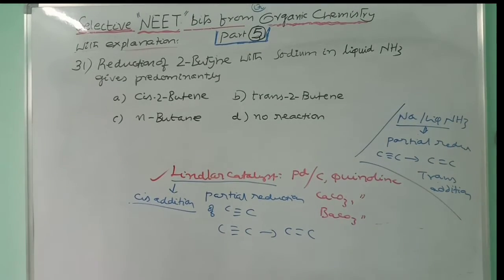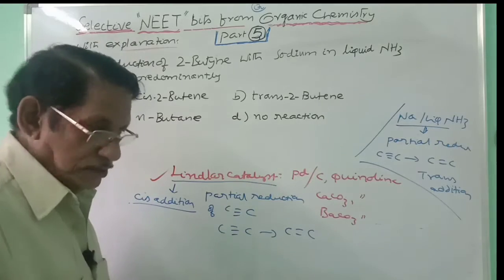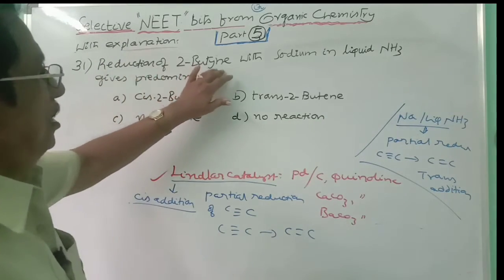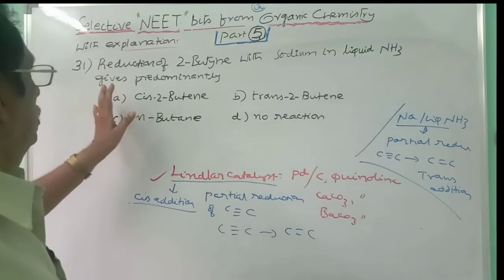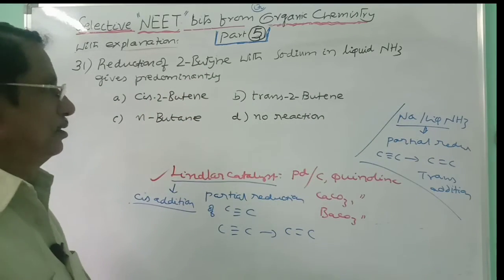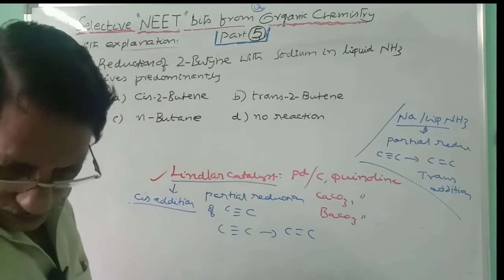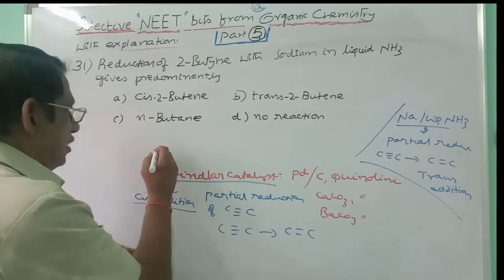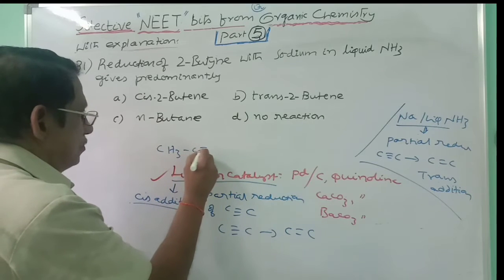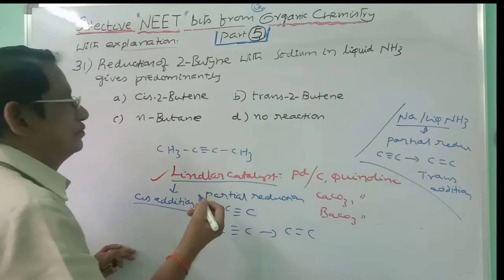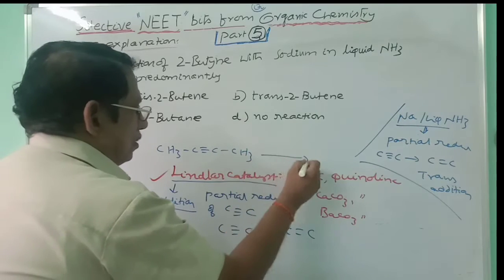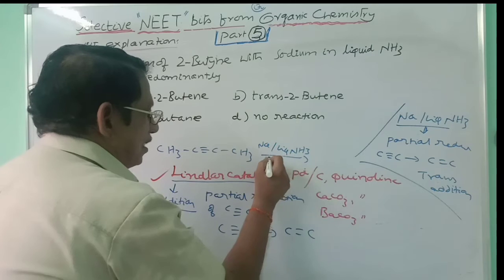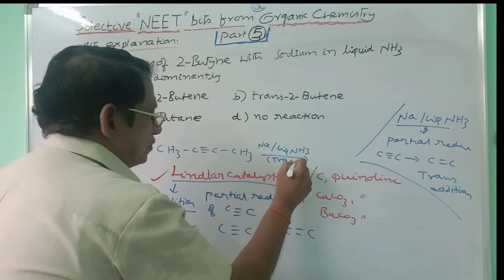Next one, 31st bit, just like the previous one. This was also asked in the previous NEET examination. Reduction of 2-butyne with sodium in liquid ammonia gives predominantly 2-butene. Already we discussed it. This is 2-butyne, CH3, C triple bond C, CH3. Sodium in liquid ammonia. Trans addition will be taking place.